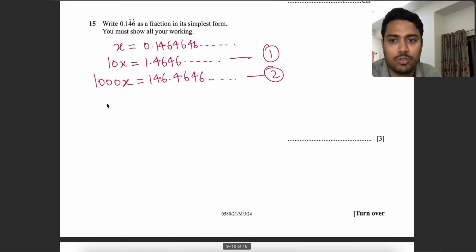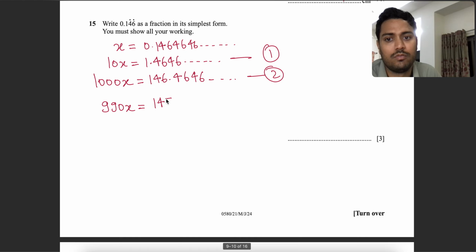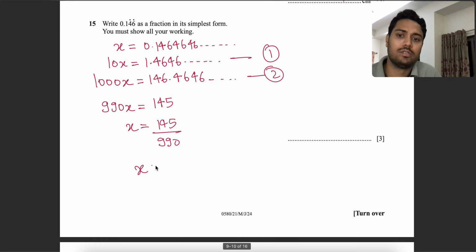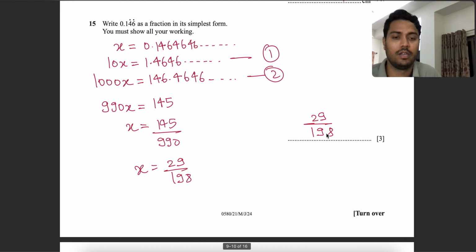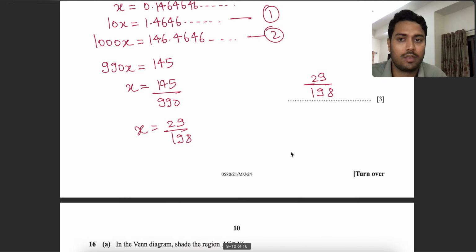Subtract equation 1 from equation 2. You will get 990x equals 145. x will be 145 upon 990. So x is going to be 145 divided by 990, and the answer is 29 upon 198. So the final answer will be 29 divided by 198. That's the answer.